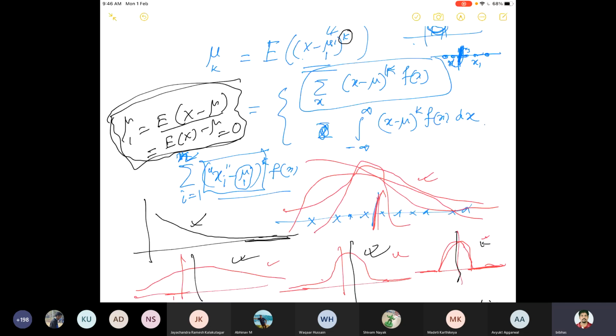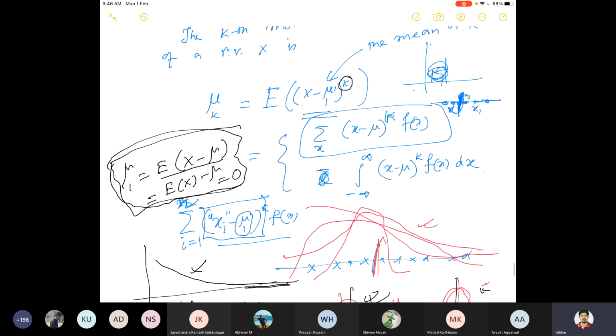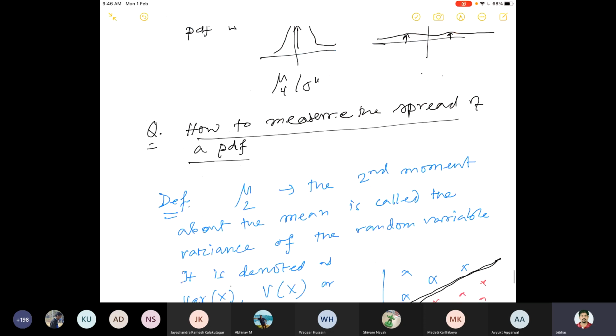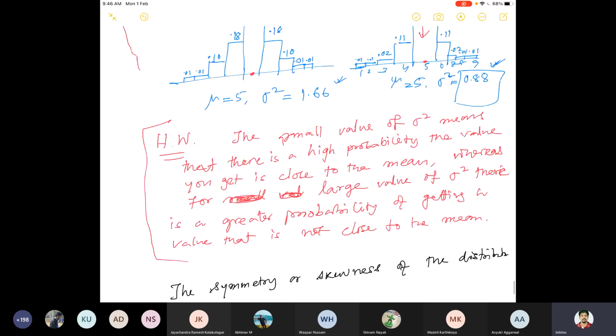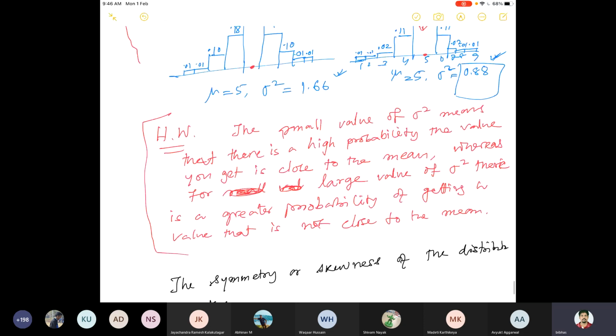I just defined a formula for the kth moment. Now I am telling you what it signifies about the set of data points. The second moment about the mean, which you call variance, has a meaning. When the mean is fixed, this is the meaning. If you want to know what it signifies, then this is what it signifies.